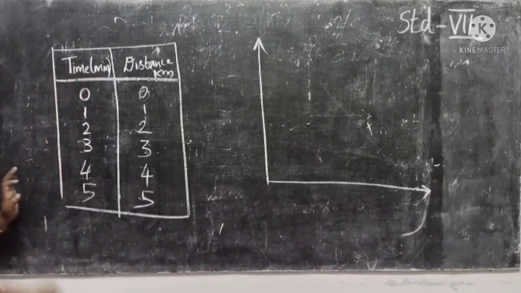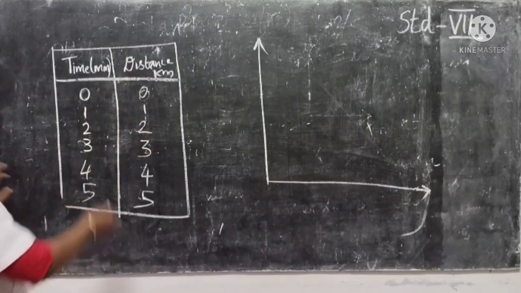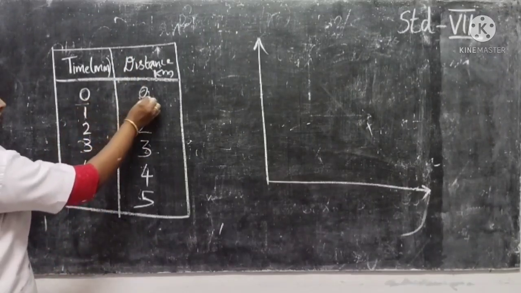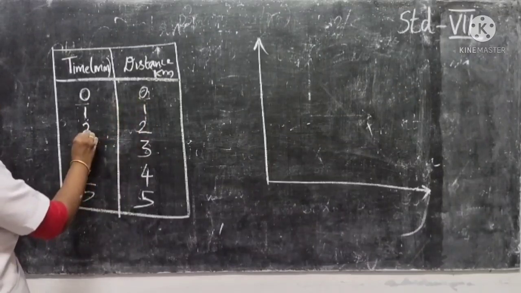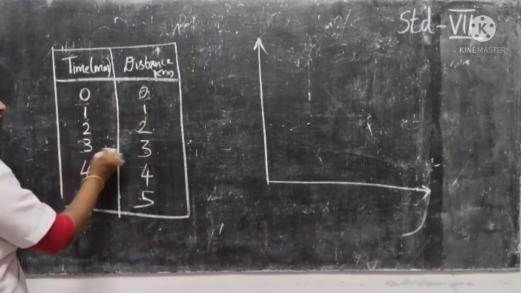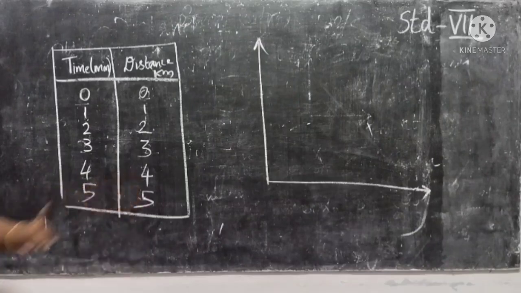Consider a table which gives the motion of a car. Here time should be represented in minutes and distance in kilometers. At 0 minutes the distance is 0 kilometers, at 1 minute it is 1 kilometer, 2 minutes 2 kilometers, 3 minutes 3 kilometers, 4 minutes 4 kilometers and 5 minutes 5 kilometers.